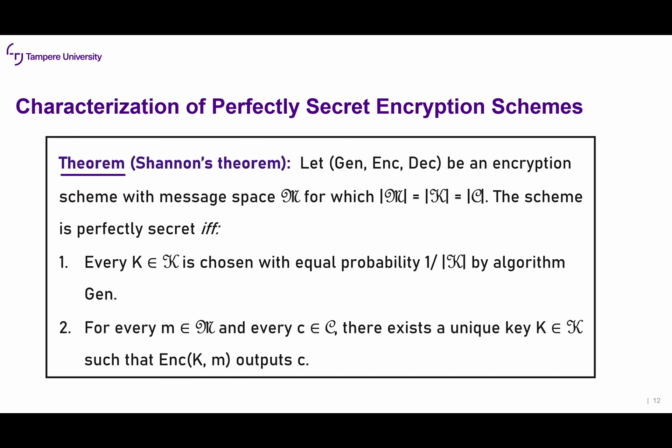And for every message that belongs to the message space and every ciphertext that belongs to the ciphertext space, there exists a unique key k that belongs to the key space such that the encryption of m with k outputs c. So there must be only one key that can give you this output for that input. You cannot have a different key that will allow you to encrypt the same message and give you the same output. So that is basically Shannon's theorem, and it's really important and popular in the field.